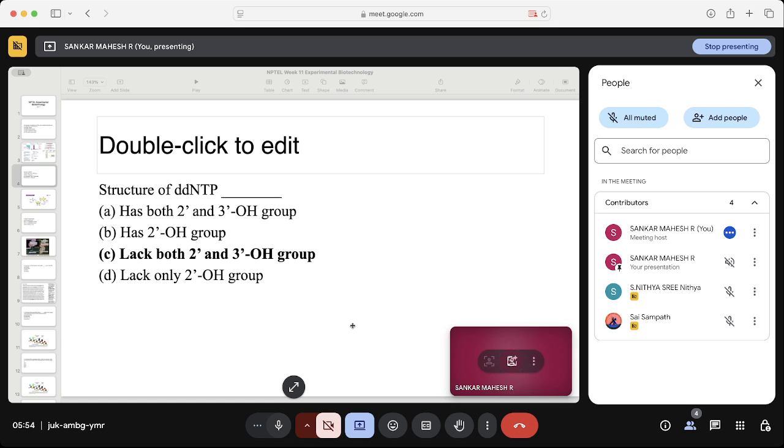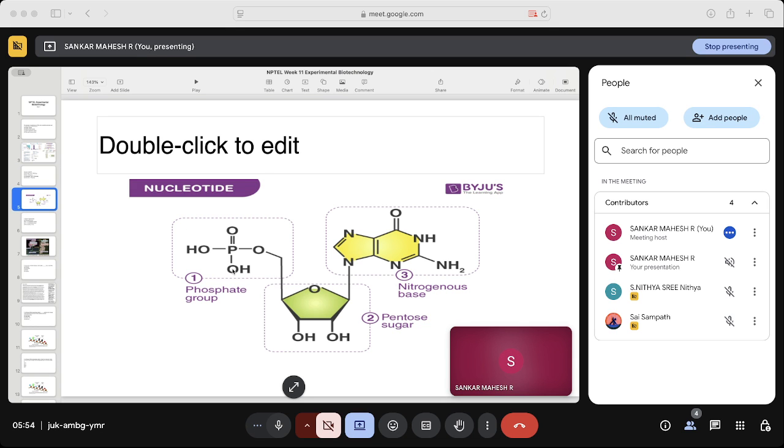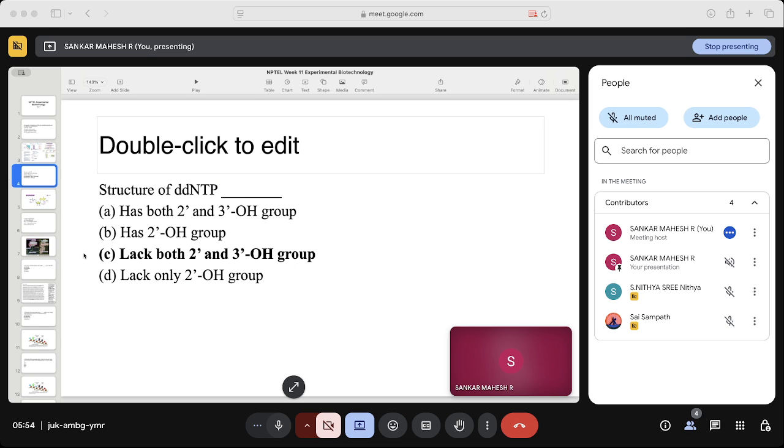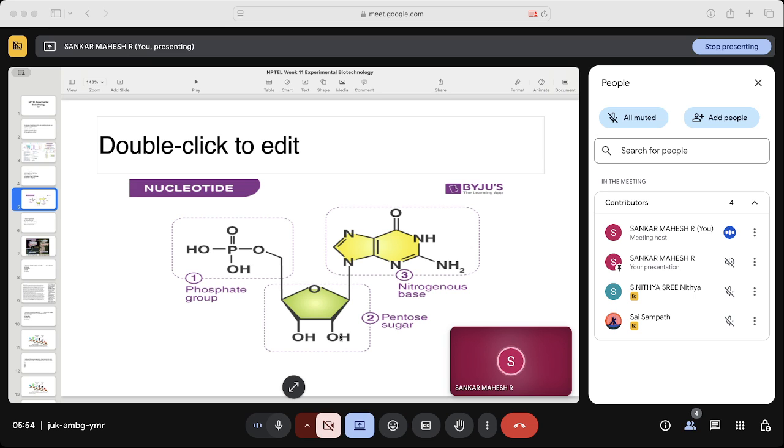Okay, so structurally, if you think about this, there is a reason why it's called deoxy, right? So this is a nucleotide. Okay, so you have the 2 prime and the 3 prime. Now in this nucleotide, if you remove one OH, that is deoxy, that is your DNTP. In DDNTP, it is dideoxy. So two of these OH are removed. So both of these are not there, which is why there is termination.